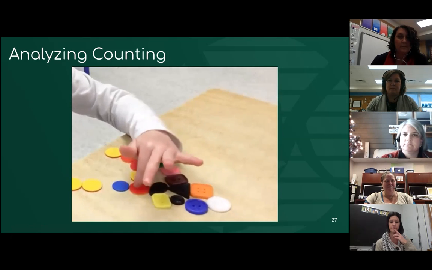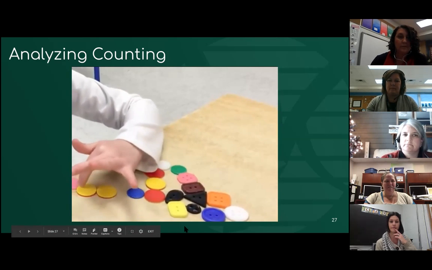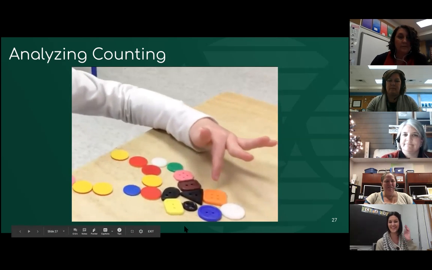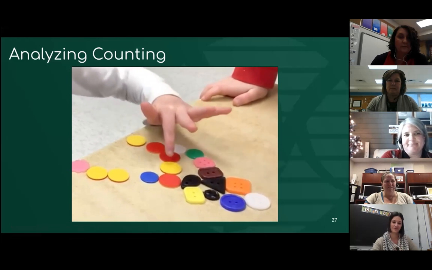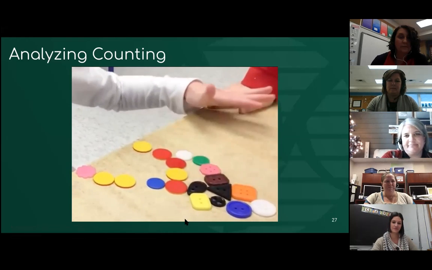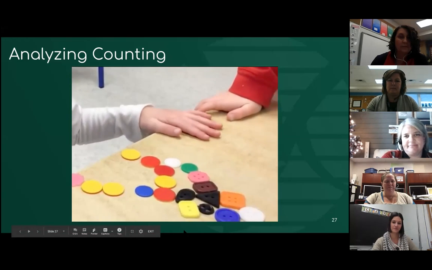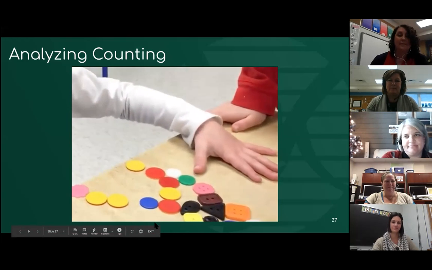1, 2, 3, 4, 5, 6, 7, 8, 9, 10, 12, 15, 16, 18, 19, 12, 13, 16. How many altogether? 16.